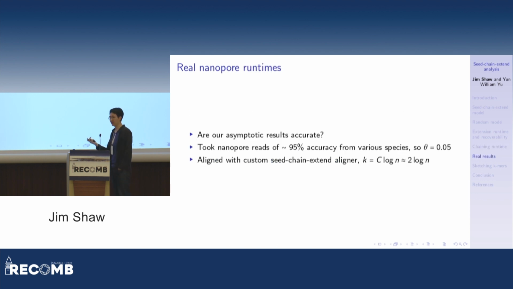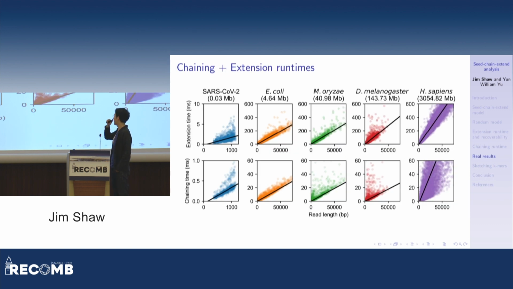Okay, so we have these asymptotic runtimes in expectation, and the question is, can we actually do anything with this? So what we did was we took real nanopore reads, not simulated, real nanopore reads of about 95% identity, and we built a custom chain-extend aligner with k being this value, as I mentioned before, and we aligned some reads. So we aligned reads to a few different species, and on the top row is the extension times, on the bottom row is the chaining times, and the x-axis is the read length. So I'm looking at how the read length affects the runtimes.